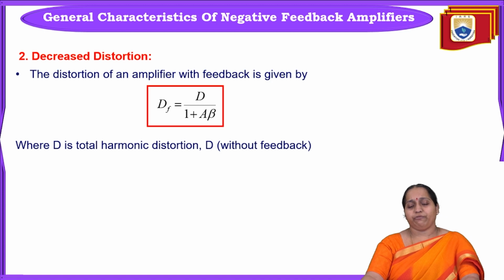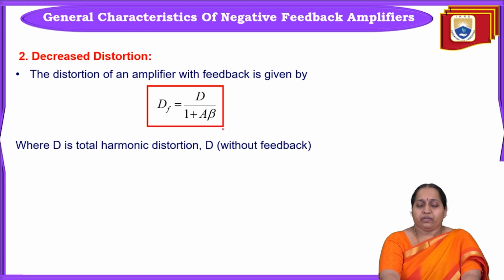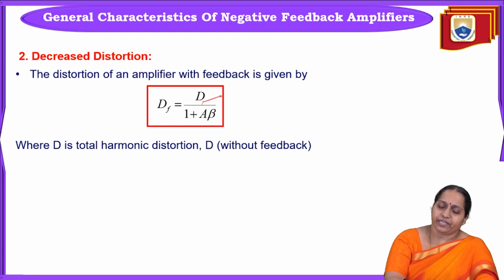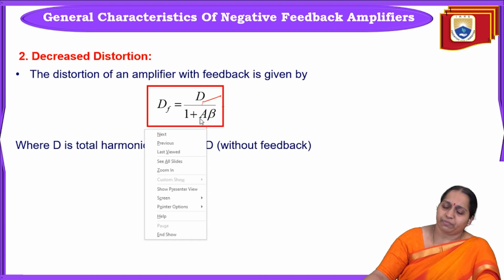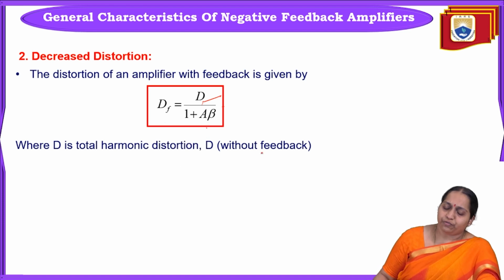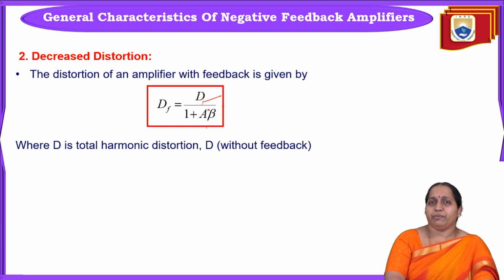So, distortion of an amplifier with feedback is given by Df equal to D by 1 plus A beta, where D is the total harmonic distortion without feedback. Without feedback distortion is D, and with feedback it is D by 1 plus A beta. Generally 1 plus A beta is far greater than 1. So if you divide some number by a number far greater than 1, the overall result will be lesser than D. So D by 1 plus A beta will definitely be less than D.